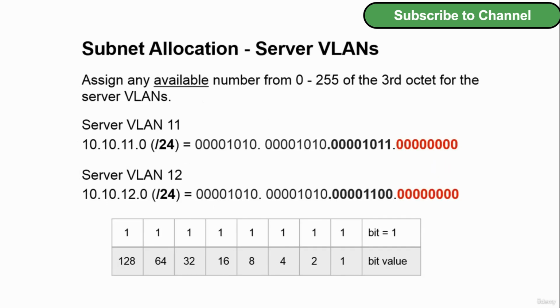In the server VLANs, 11 and 12, I'm going to assign 11 and 12 because they match the VLAN number. So there it is there. Easy enough to do this. It's not really a calculation, it's just knowing what can be subnetted and what cannot. So this is what's available.